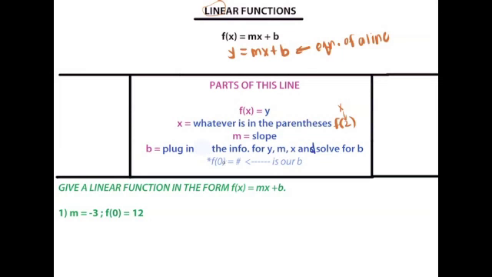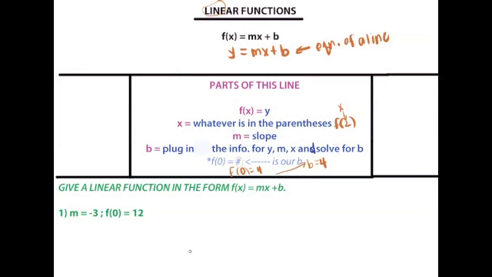But I'm giving you guys a little shortcut. If any of the problems have an f of 0 in it, then whatever the number is on the other side of the equal sign, that's what our b is. So if I had f of 0 equals 4, our b would be 4.